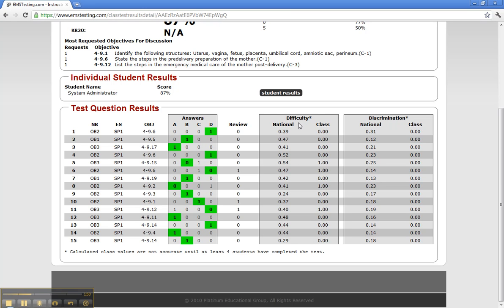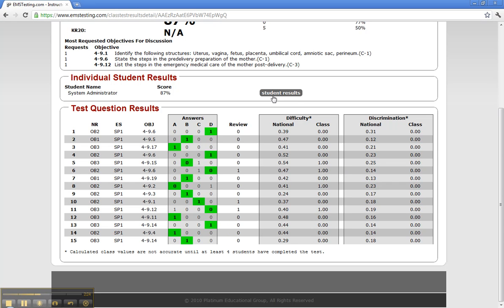If you look at the difficulty ranking and the discrimination numbers based on national outcomes, these are the numbers that we draw from our machinery and software to determine the questions are positively discriminating and the difficulty ranking is appropriate for this particular test. We'll notice right now there are no class results because there's actually less than 4 students. Once we reach the number of 4, it becomes a number that's statistically relevant. We'll start reporting those numbers for your class, and you can compare your class versus the nation there.